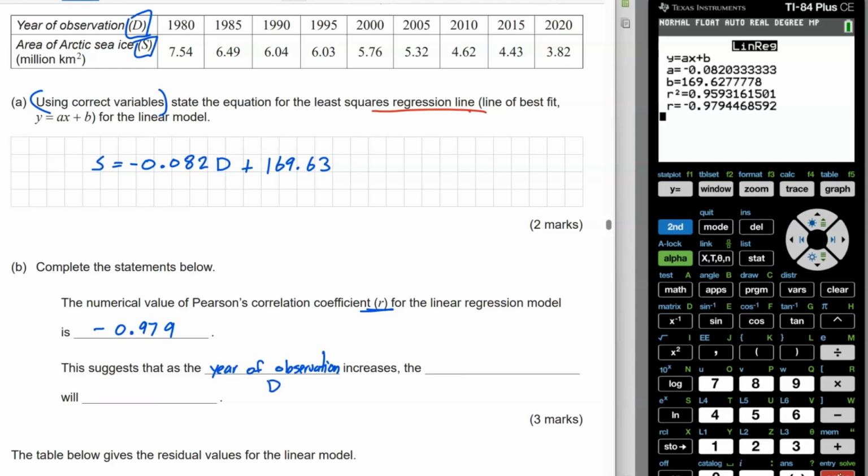As the year of observation increases, the area of Arctic sea ice, or the S variable, will decrease because of that negative correlation.